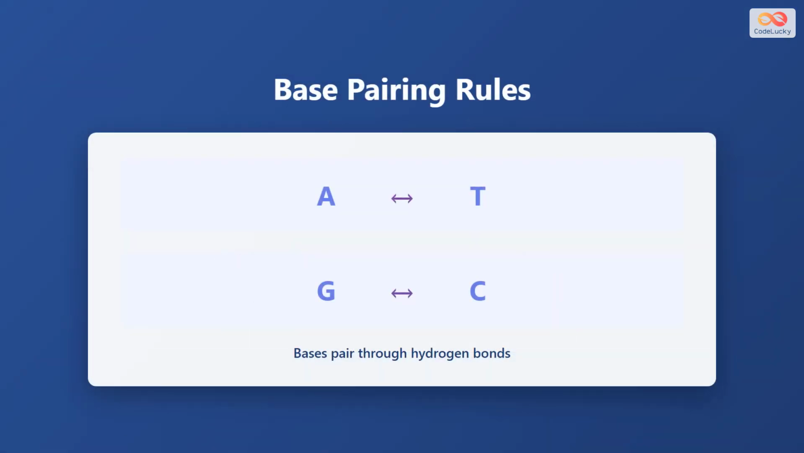The nitrogenous bases don't pair randomly. They follow strict pairing rules discovered by Erwin Chargaff. Adenine always pairs with thymine, and guanine always pairs with cytosine. These pairs are held together by hydrogen bonds, which are relatively weak bonds that can be easily broken when needed, such as during DNA replication. This complementary base pairing is essential because it allows DNA to copy itself accurately and ensures that genetic information is preserved.